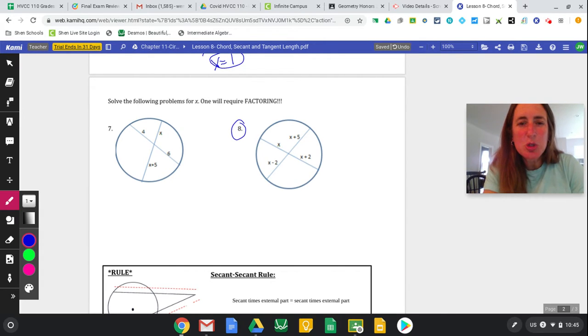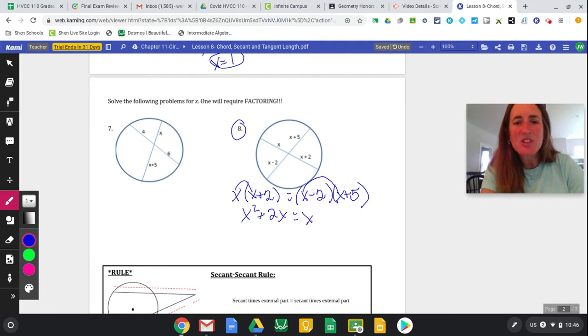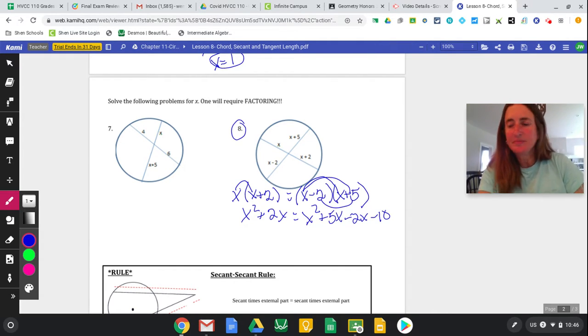Well, I'm going to take the 2 parts. So let's start with the x and the x plus 2 and multiply them together. And then it's x minus 2 as a group times x plus 5. Those are 2 binomials multiplied together, so I better do some fun multiplication there. I can do it. x times x is x squared plus 2x. Double distribute this guy. x squared plus 5x minus 2x minus 10.